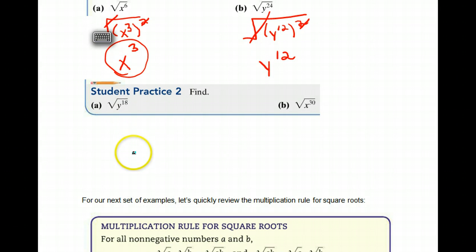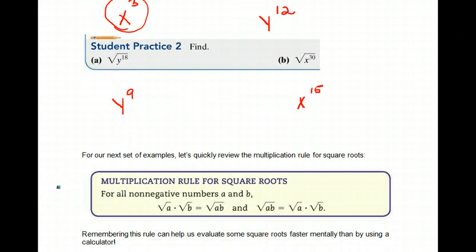Okay, at this point, everybody should have solved the problems. For letter A, you should have y to the 9th. The reason being is that 2 times 9 did give you that 18. And for letter B, you should have x to the 15th. Reason being is that 2 times 15 made 30. So whether you chose to break it down and do the work or just simply divide by 2, that should be the answer that you have.